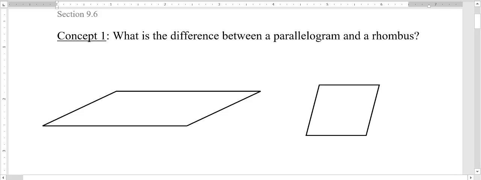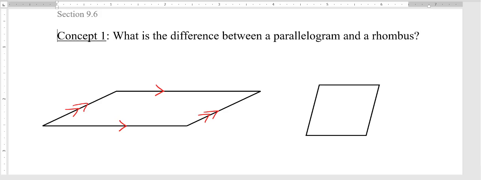And a parallelogram, by definition, has opposite sides that are parallel. And we denote parallel by these little tick marks, little arrows. And if you'll remember, parallel lines never intersect, they never cross. So the opposite sides are parallel. Those two sides are parallel, and these two sides are parallel.